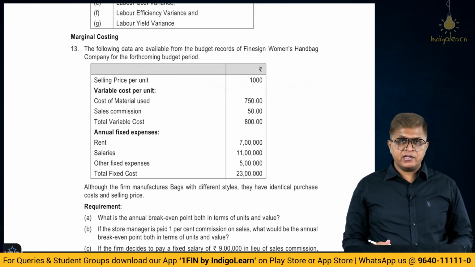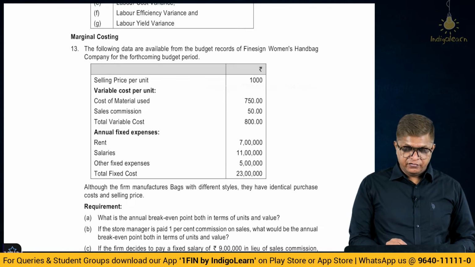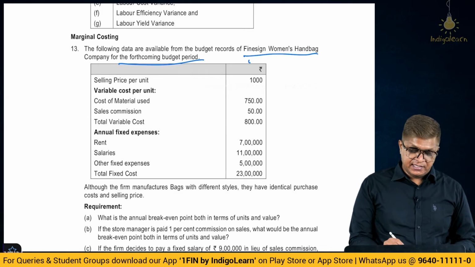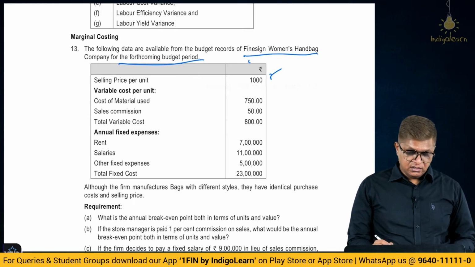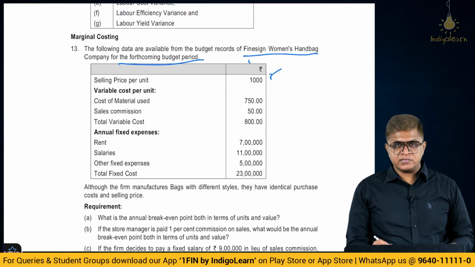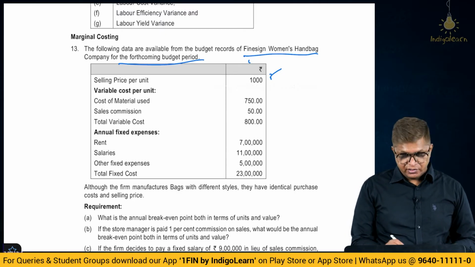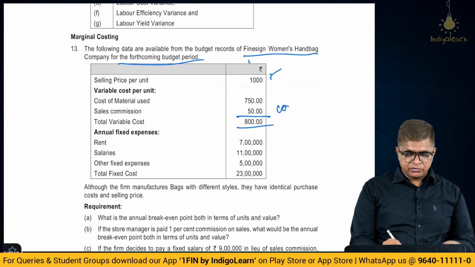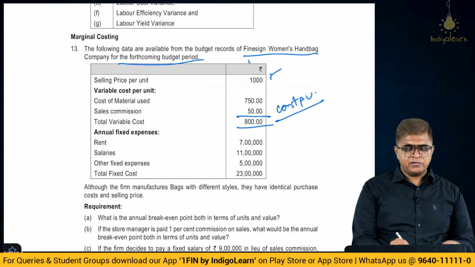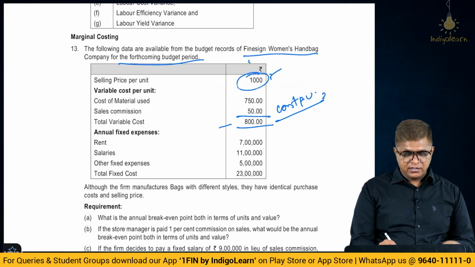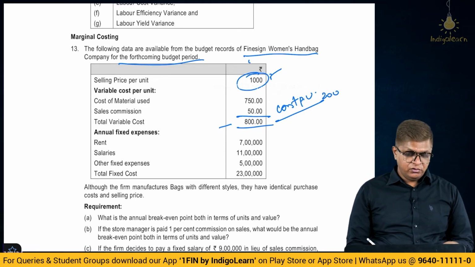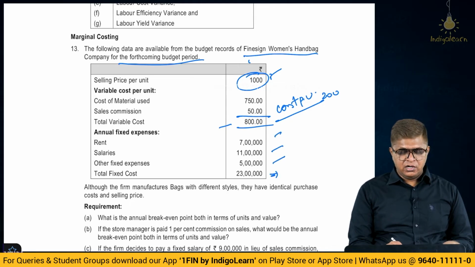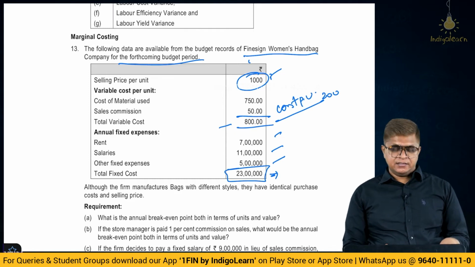The following data are available from the budget records of Fine Sign Women's Handbag Company for the forthcoming budget period. Selling price per unit 1000. Variable cost per unit, cost of material consumed 750, sales commission 50 rupees, total variable cost 800. If we were to calculate the contribution per unit, that will be 1000 minus 800, 200 rupees per unit. Annual fixed expenses, rent, salary, other fixed cost, total fixed cost is coming to 23 lakhs.